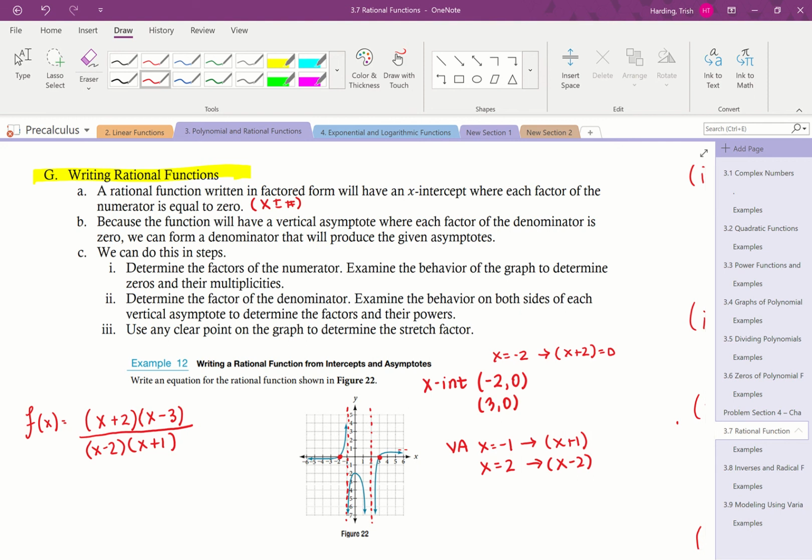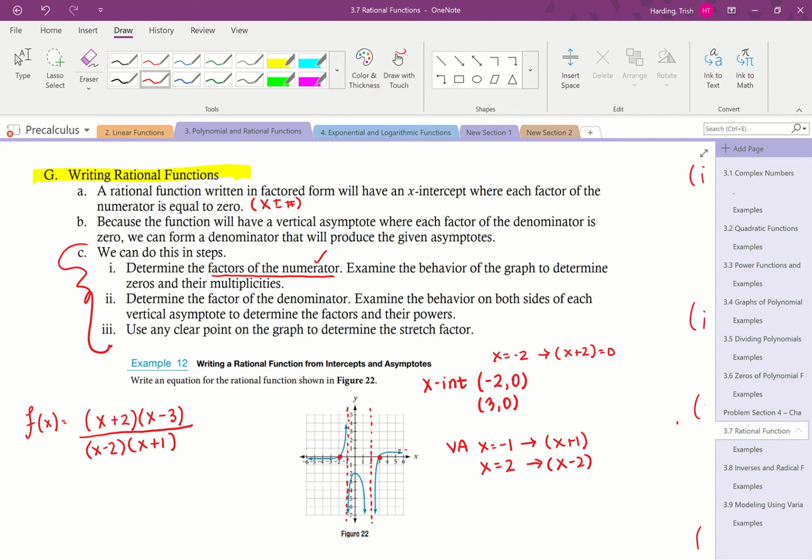All right. So we have determined the factors of the numerator. And this is a good thing to look at. We have determined the factors of the numerator. Check. We have determined zeros and their multiplicity of these factors. We will determine the factor of the denominator, examine each side of the vertical asymptote, and that will help us determine the factors of their powers.